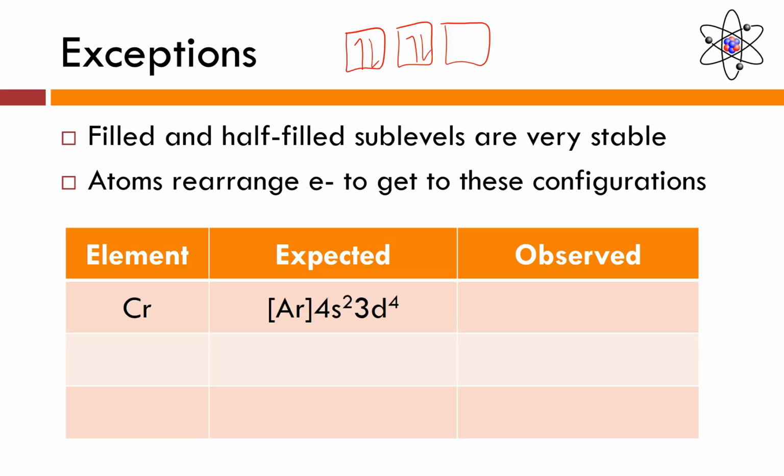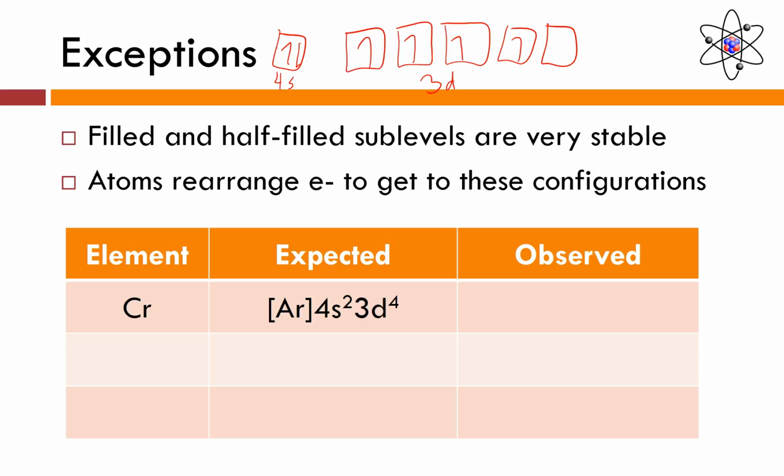So let's think about that for just a second. I'm going to draw more orbital diagram boxes. That represents my 3d. And here I have my 4s. So my 4s2 shows them spin paired. 1, 2, 3, 4 electrons in a 3d sublevel.